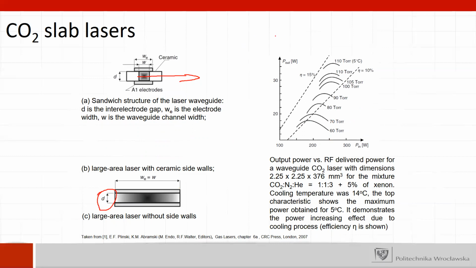This curve here shows an example of the output power of a CO2 laser versus delivered RF power in the waveguide laser, with some dimensions of the waveguide and proportions of the mixture. And it shows the increase of power for different pressures.